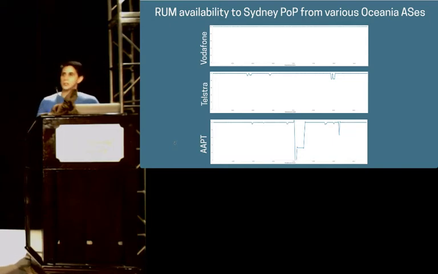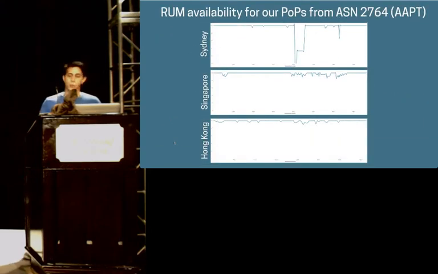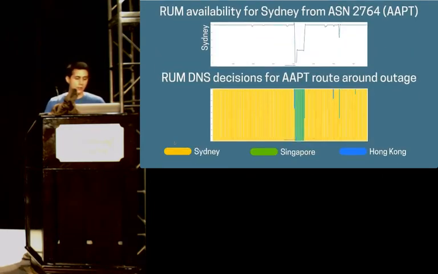But AAPT, the third largest ISP in Australia, detected some sort of availability issue. We're not sure what that was. It might have been a middle mile or last mile issue, but only users on AAPT detected that. And so what we end up doing is the Rum steering platform looks at what other POPs are available in the area, and Singapore and Hong Kong are available. Because Sydney is less available than Singapore or Hong Kong, only users on AAPT get routed via DNS away from Sydney very quickly. And so here's that outage, and then here are the Rum decisions.